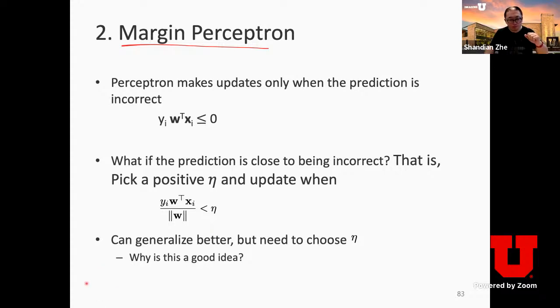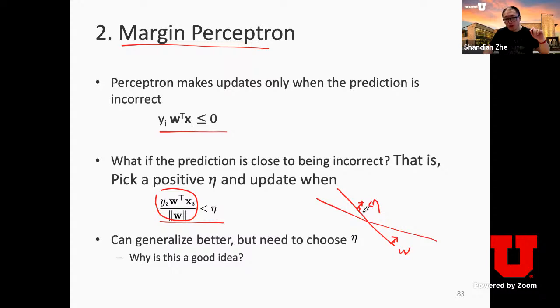So suppose this is a current hyperplane determined by w. w is orthogonal to this hyperplane. Suppose this is your current xi. In a standard case, because yi w transpose xi will of course be bigger than 0, it doesn't need to incur any update. But here, the left-hand side is actually the distance between this positive example and this hyperplane. If this distance is less than eta, we're still going to update the weight vector to ensure that the distance between this positive example and the updated hyperplane is no less than eta.